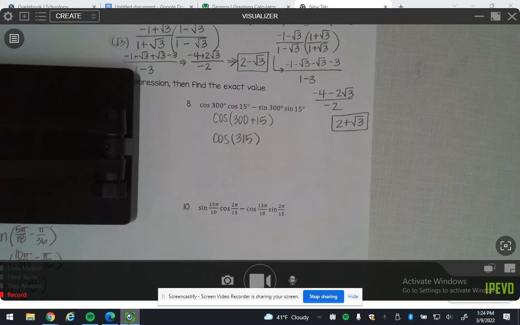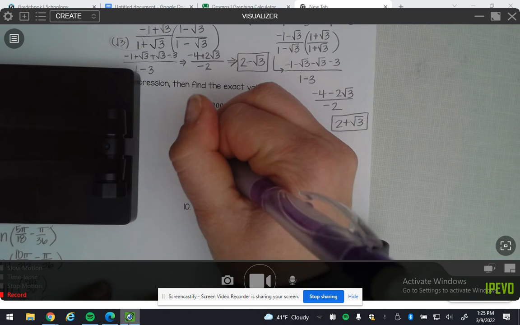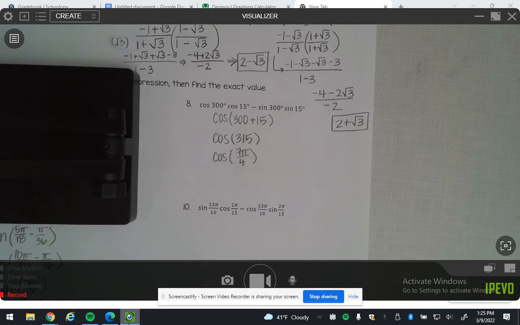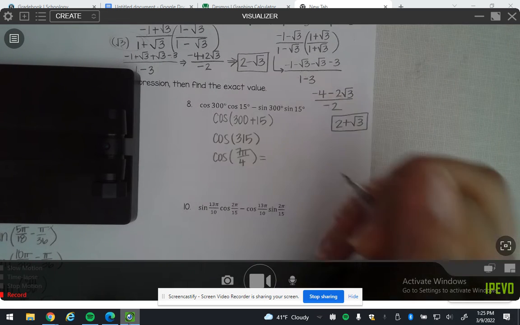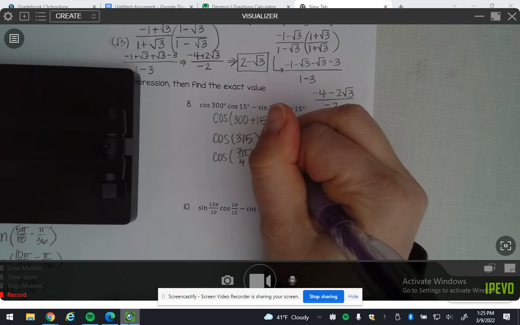315. Which one does that have to go with? 45 degrees. Now listen, 45 degrees is what? Pi over 4. What quadrant is 315 in? The fourth. So what is my pi over 4 angle in the fourth quadrant? How do I find it? 7 pi over 4. Because it's 2 minus 1, right? Reference angle. Pi over 4. Cosine of pi over 4. Radical 2 over 2, and it's in quadrant 4, so it is positive.